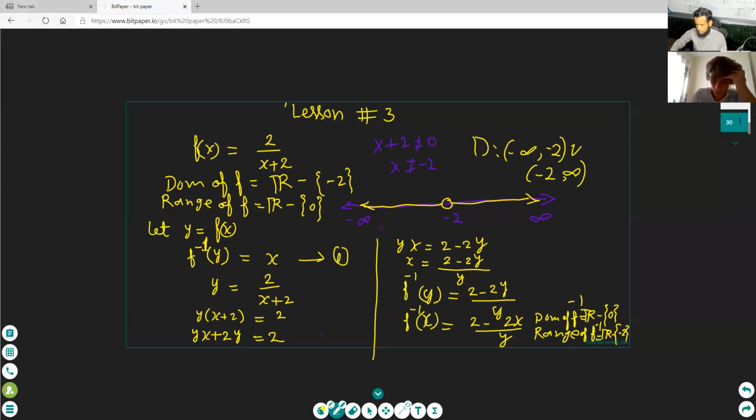See here. Domain and f inverse, then we move on. When you find the domain and range of a function, it is very easy to tell the domain and range of the f inverse function. Is it clear or not clear? Yes, clear. Okay, we do some new contents.